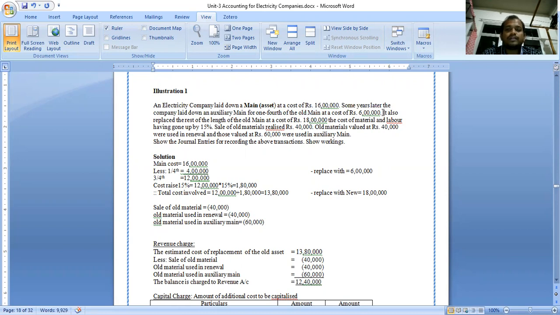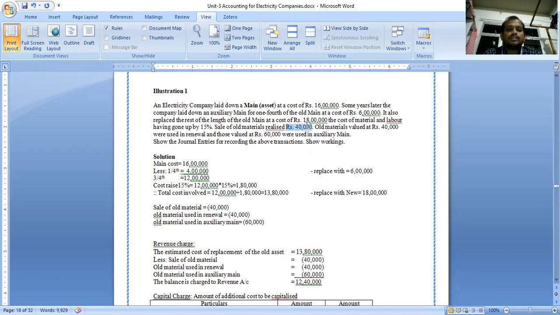So what about the 3/4? It also replaced the rest of the length. The rest of the length, in the sense 3/4 length of the old main, replaced at a cost of 18 lakhs. So 3/4 they replaced with the new asset, and 1/4 with the auxiliary asset. The cost of material and labor having gone up by 15%. Sale of old material realized 40,000. Old material valued at 40,000 were used in renewal, and those valued at 60,000 were used in auxiliary main.